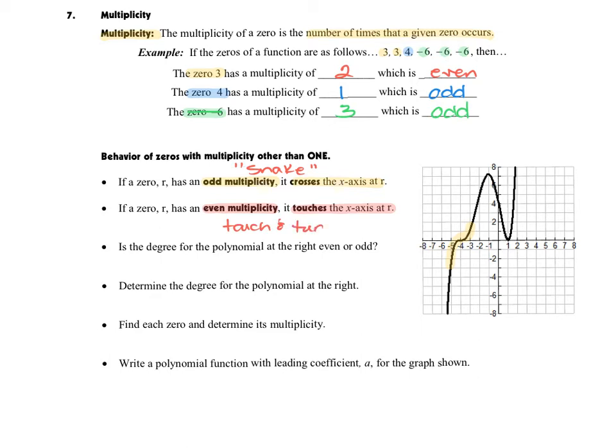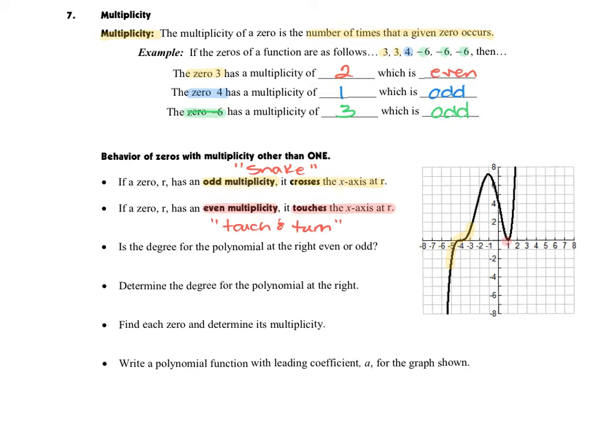That's a pretty common name for that one, a touch and turn. And when we look over here at our graph, we can see that we have a touch and turn right there. So now let's start to put everything together and actually come up with an equation for this particular polynomial function.